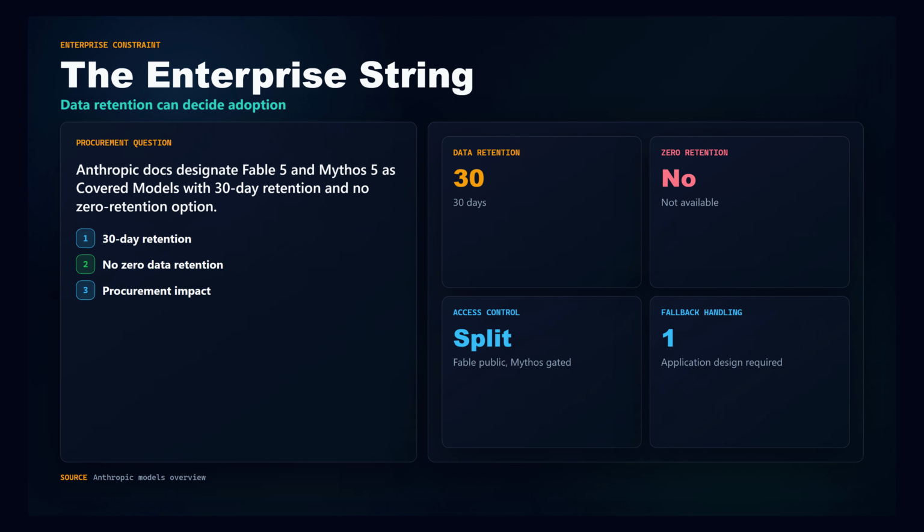For enterprise teams, the biggest policy detail may be data retention. Anthropic docs designate Fable 5 and Mythos 5 as covered models with 30-day retention and say they are not available under zero data retention. If your governance model depends on zero retention, this release is not just a model upgrade, it is a procurement question.